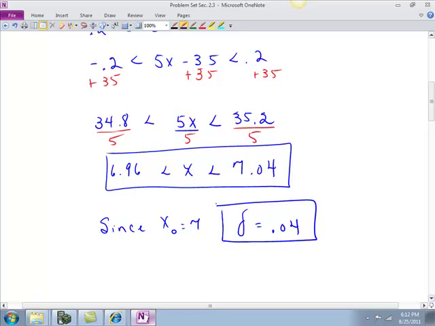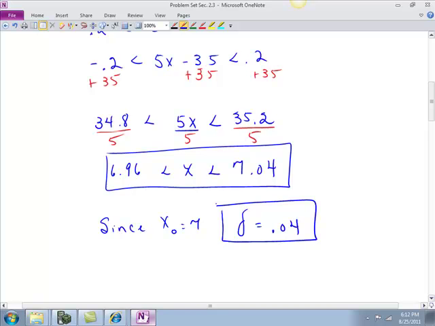Okay, well, they gave us a problem. Since x sub 0 is 7, that's what we're trying to find. What is our interval on either side of 7 that we can still stay where we need to be? And so we can go 0.04 on either side and we'll still be there. That's how far we can go from 7 on the right or on the left.